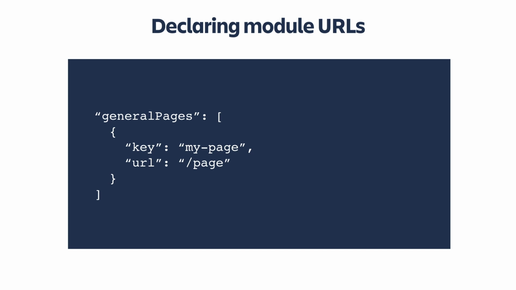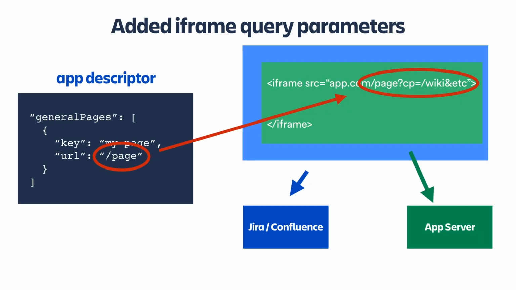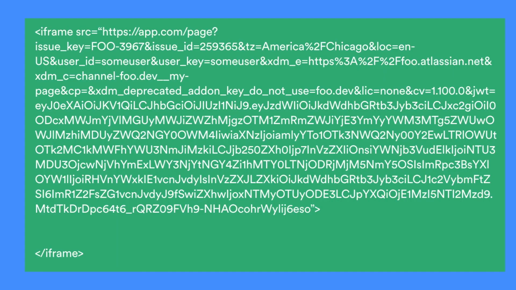To render an iframe in Jira or Confluence, the app declares a module in the app's descriptor, like this. The example here declares a page module, but iframes are also used for other modules such as web panels, dialogs, and Confluence dynamic content macros. Now let's compare the URL in our descriptor with the URL that Connect generates the app's iframe with. As illustrated here, Connect adds query parameters to the URL. And not just a few query parameters, a lot. This shows what a typical app iframe URL really looks like.